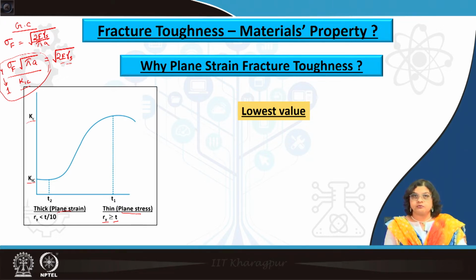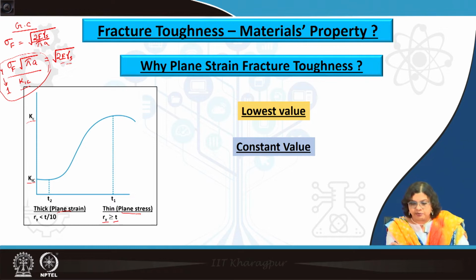So, if we can predict the lowest value, we know that in service, if it is having higher than that least expected value, it will survive for definitely that amount of stress. So, it has a lot of significance in case of failure analysis, that we want to find out the lower limit and not the upper limit in this case. Okay. But most importantly, what is in favor of plane strain fracture toughness being considered as materials property is the fact that it has a constant value.